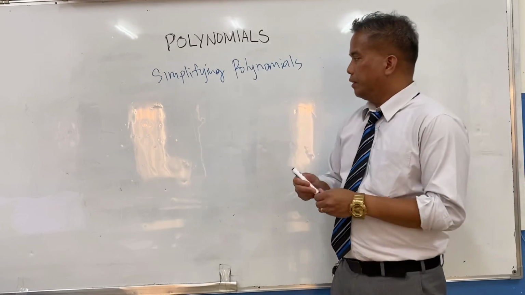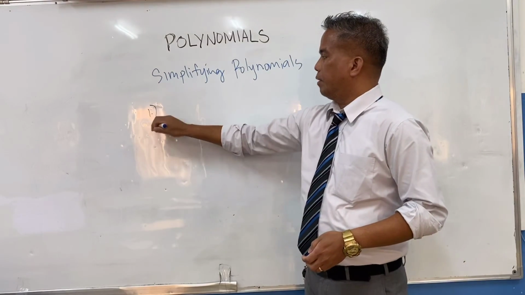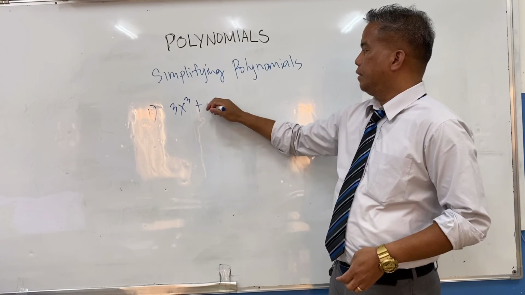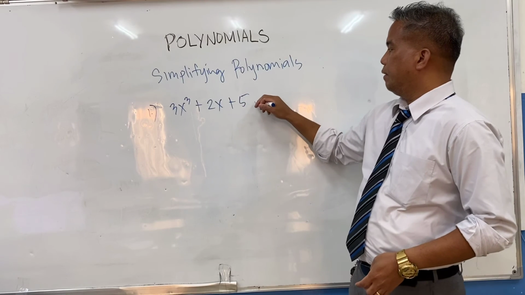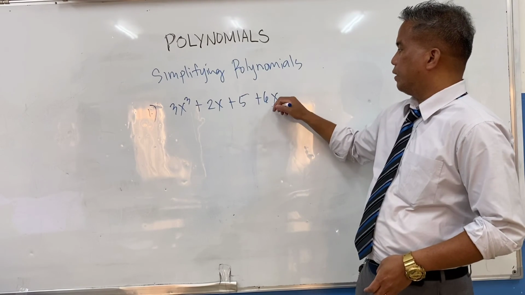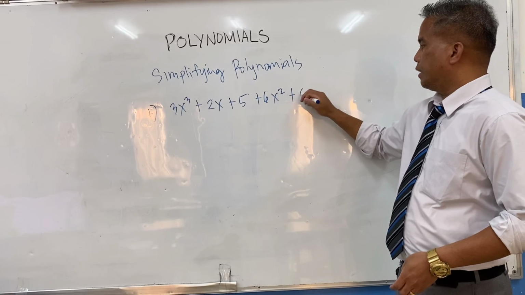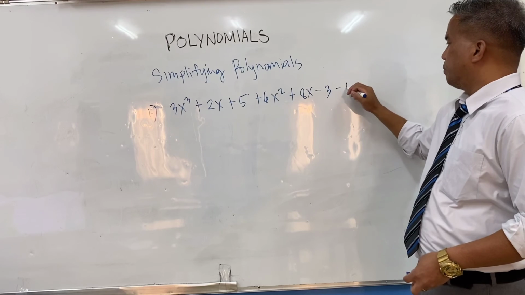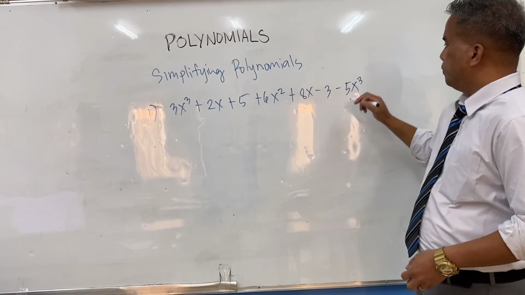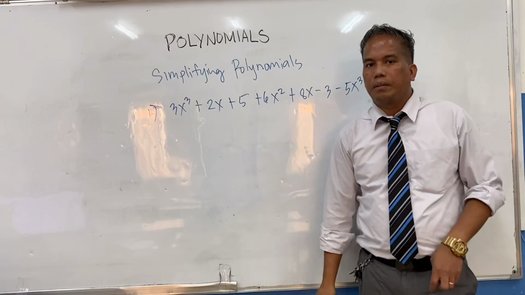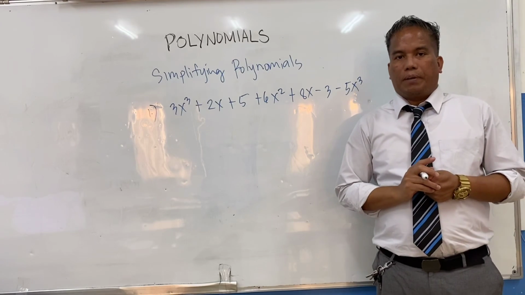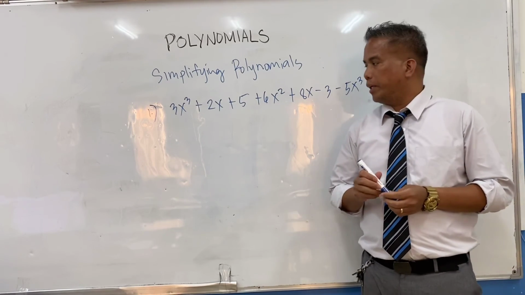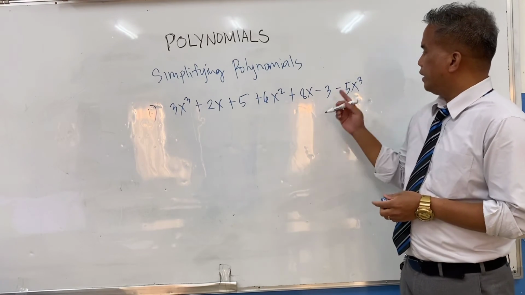For example, simplify this polynomial. We have 3x cubed plus 2x plus 5 plus 6x squared plus 8x minus 3 minus 5x cubed. Okay. So when you simplify polynomials, if you want to arrange your answer in descending power of exponent, let's start with the highest degree.